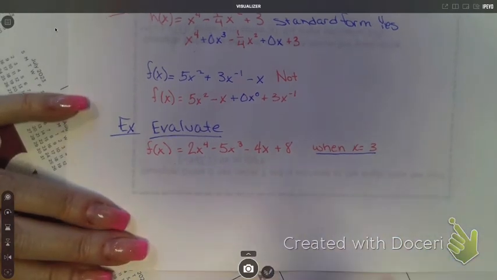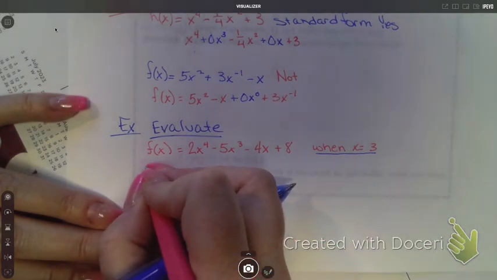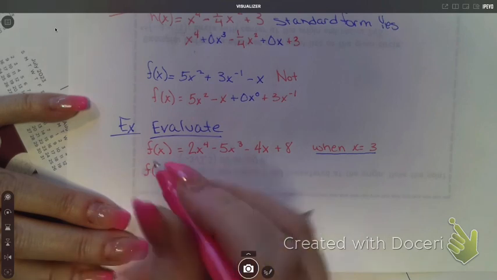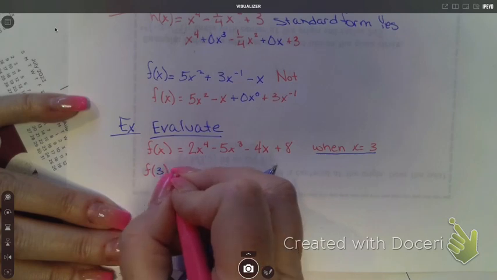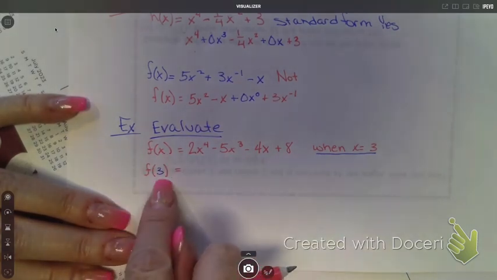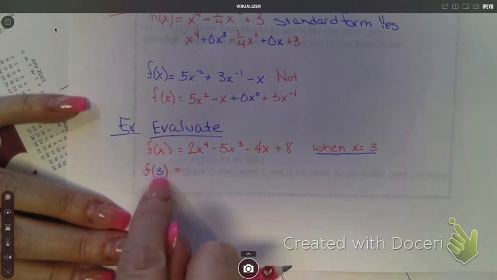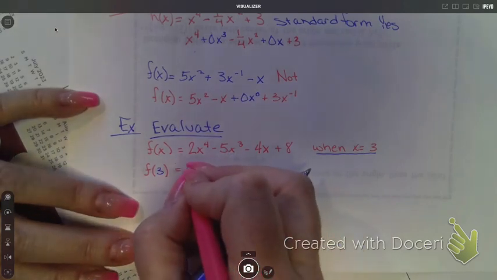You have to put a 3 in for all those x's, right? So it's not going to be f of x anymore. It's going to be f of 3. A lot of times it just says f of x equals this. Find f of 3. Well, what did they change? x to 3. So that's what I do. Plug in 3.